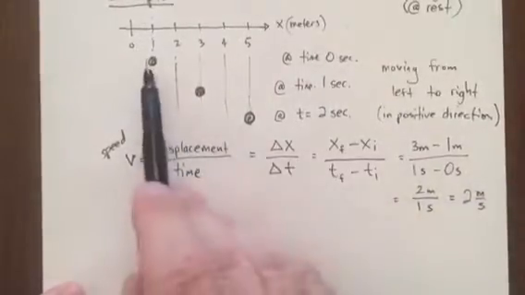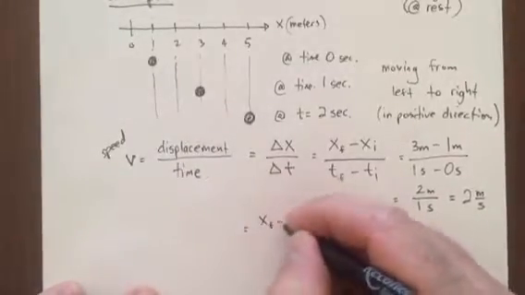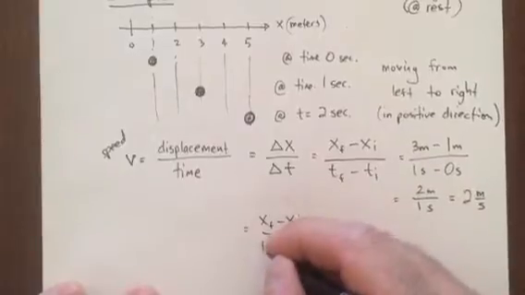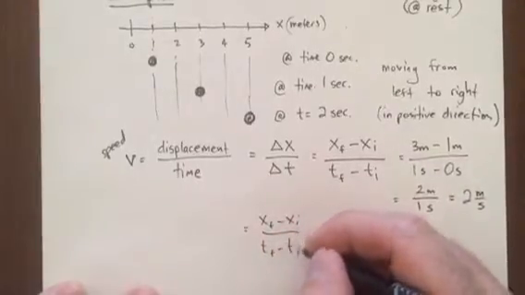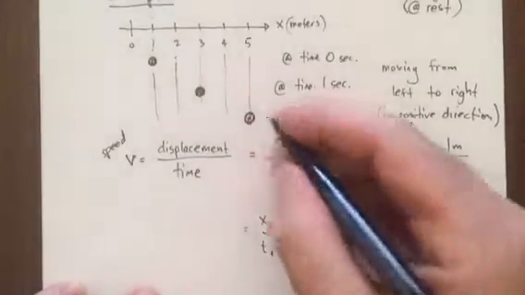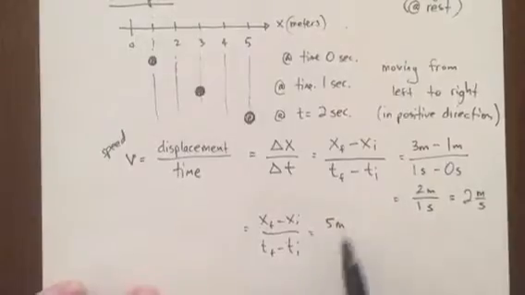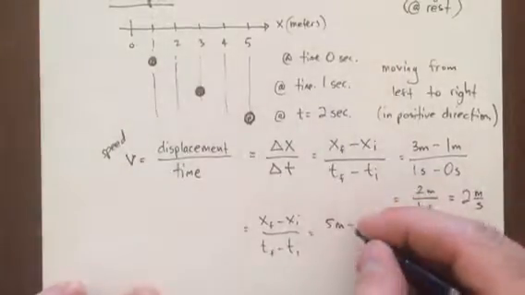But we can figure it out from this point to this point. So let's do it one more time. The final position minus the initial position, but now we're going to do it for this, this is our initial, this is our final. Our final position is at 5 meters. Our initial position was at 1 meter.